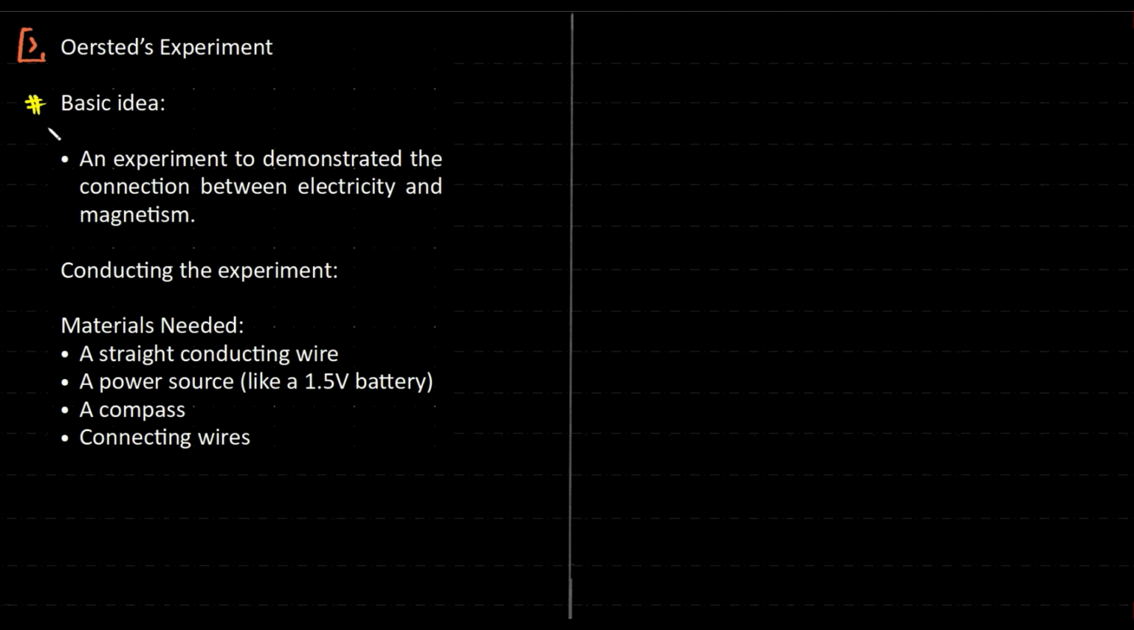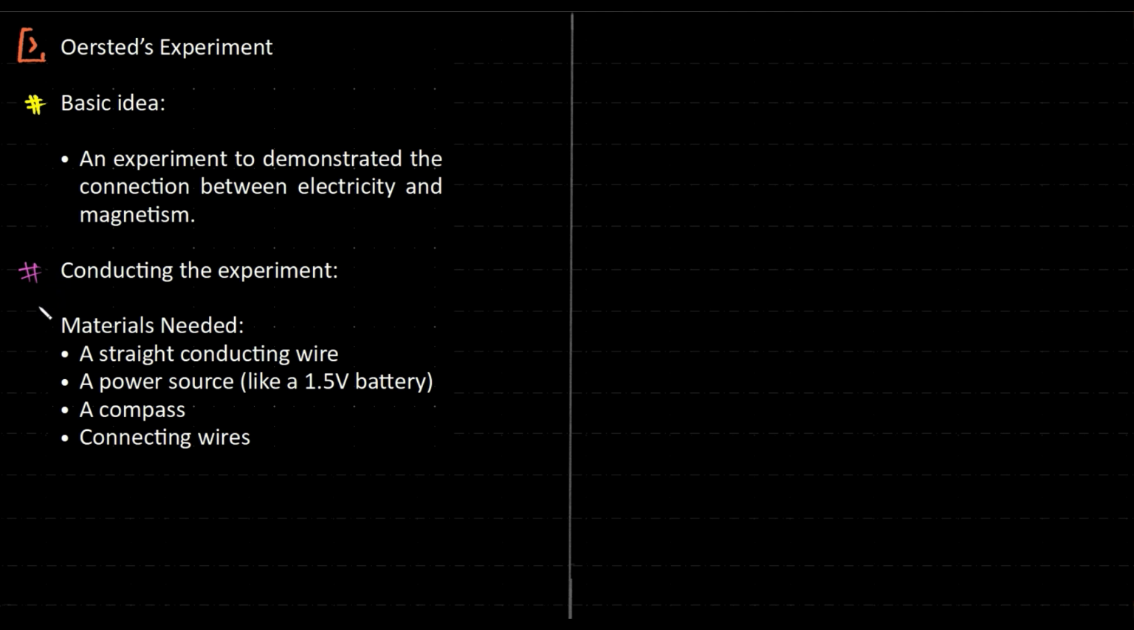Actually, it's the basis also. So this experiment, which he was trying to do, turns out to be something else, and he further studied it. That's your Oersted experiment. I'm not able to pronounce that. So what is the basic idea? An experiment to demonstrate the connection between electricity and magnetism. So flowing charges can produce magnetism.